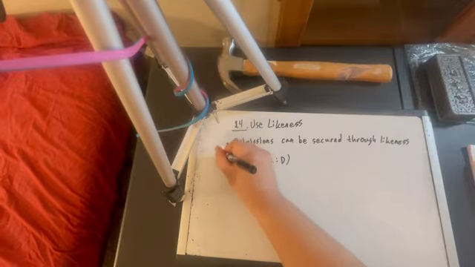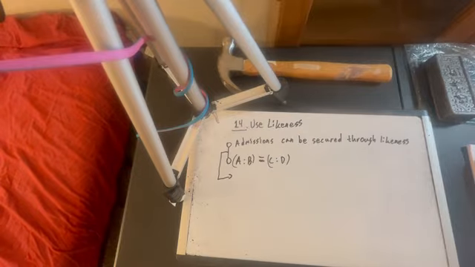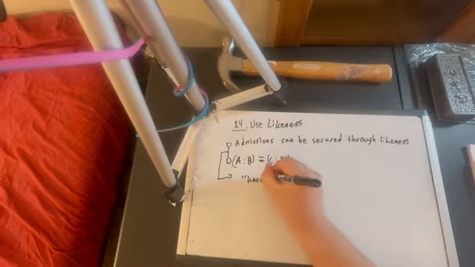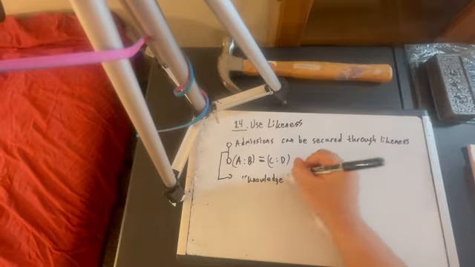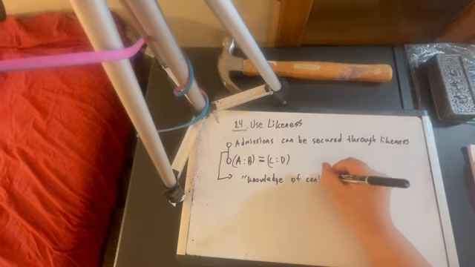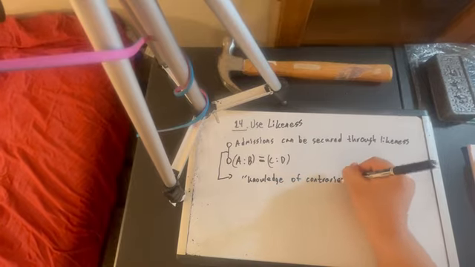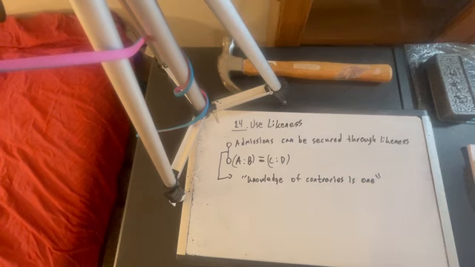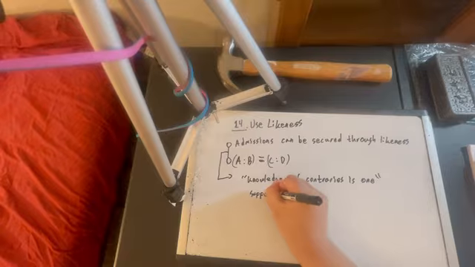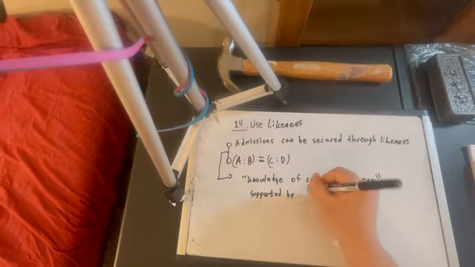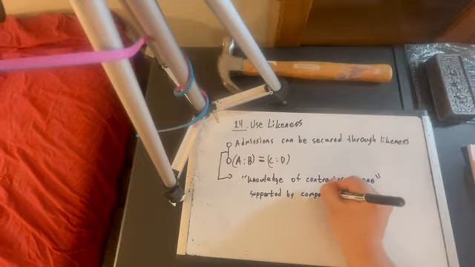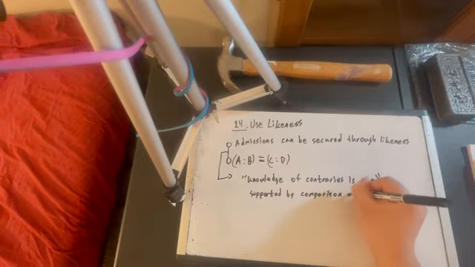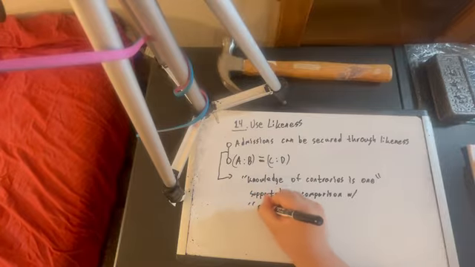And for example, suppose you have a statement: knowledge of contraries is one. Well, this can be supported by comparison with perception of contraries is one.